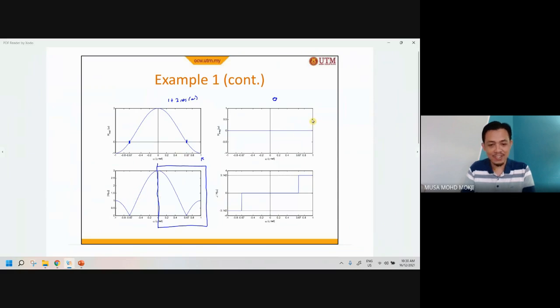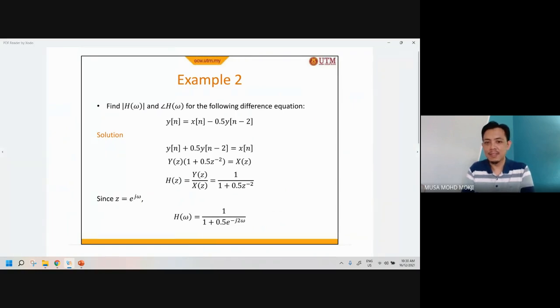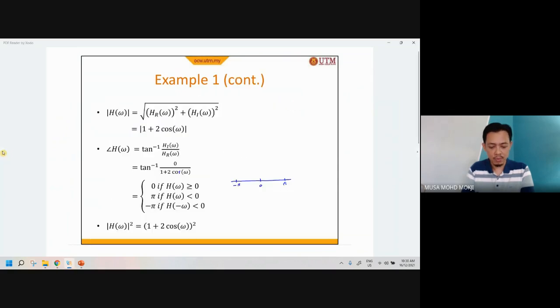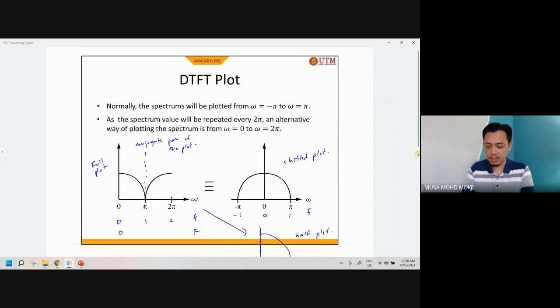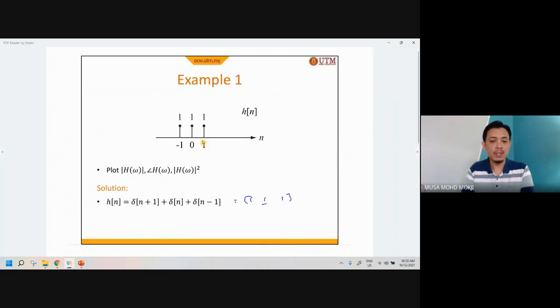All right, so this is from last time. We're going to look at the next example. Last time, if we look back at example 1, this is actually an FIR, and what's given is the impulse response. So this is the FIR, and this is our impulse response.